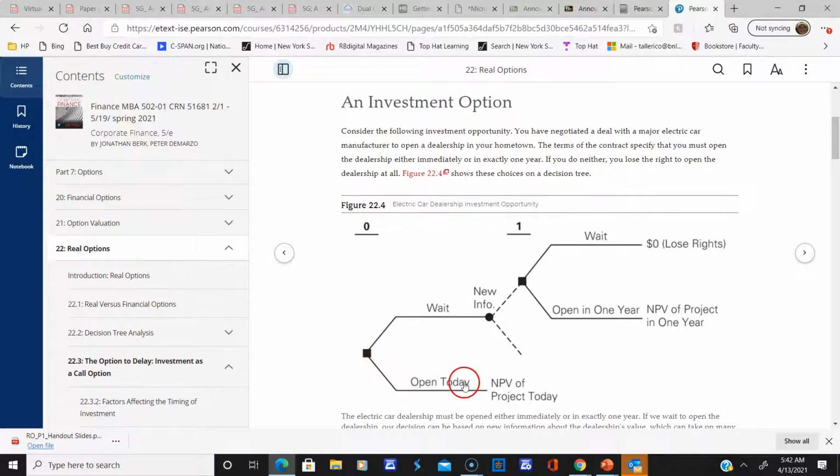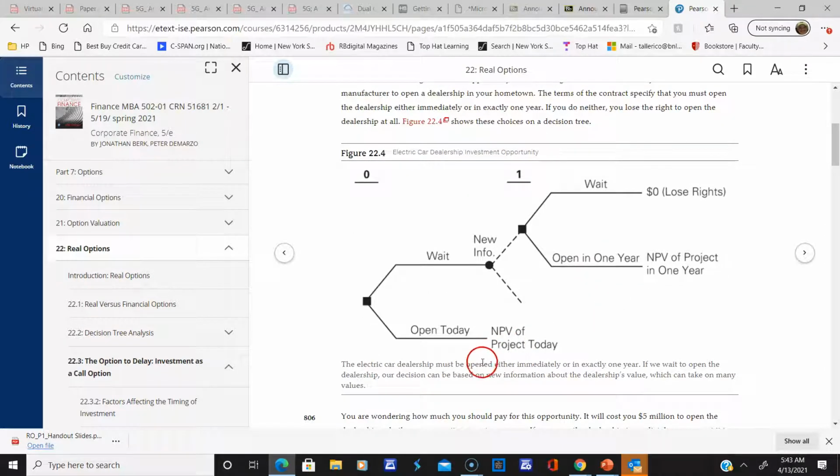You either open it today and you get the NPV of the project today, or you wait for new info. And if you wait too long, right, you may lose rights. If you open in 1 year, you get the net present value of the project in 1 year. So it must be opened either immediately or in exactly 1 year. If we wait to open the dealership, our decision can be based on new information about the dealership's value, which can take on many values.